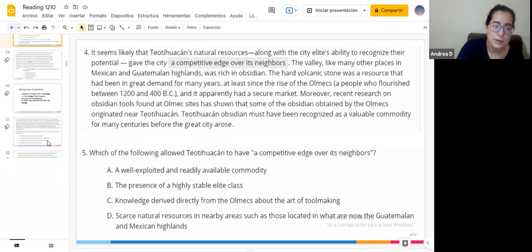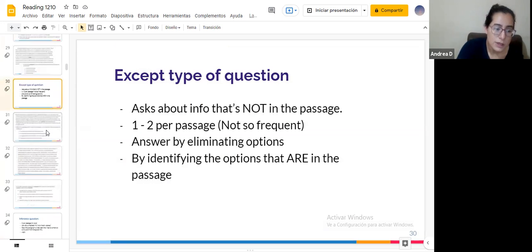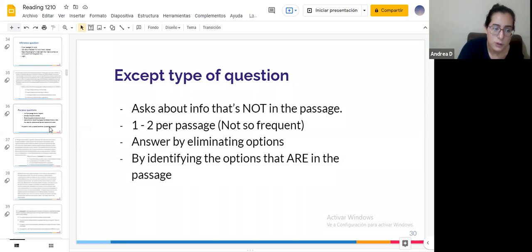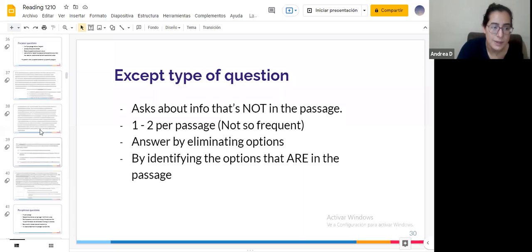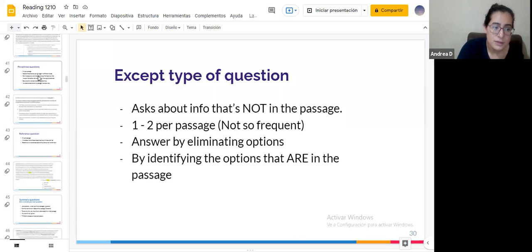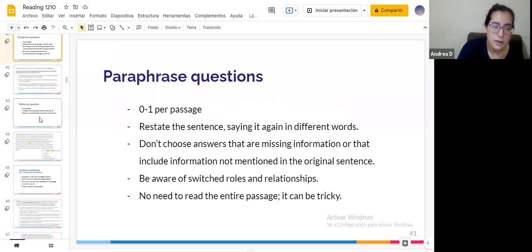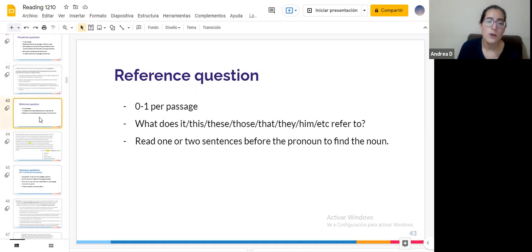Okay, vocabulary and detail. Let's look at something short now so that we don't waste time next class on that. So the easiest question that you will find is this one, reference questions. These ones here, they're not that common. You can find one per passage, or sometimes you have none. Basically, they give you a noun and a pronoun. So you just have to know what that means.